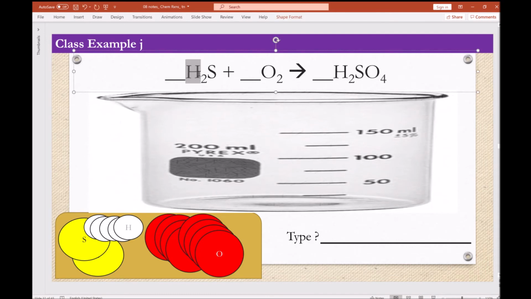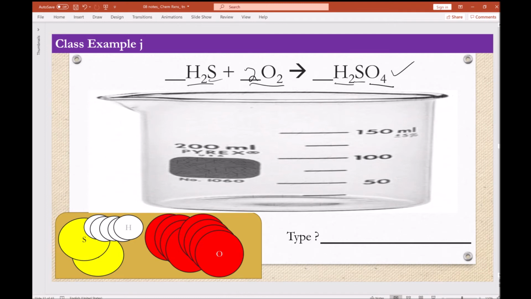This one involves hydrosulfuric acid combining with oxygen to produce sulfuric acid. We have 2 hydrogen in the reactants, 2 in the products, 1 sulfur in the reactants, 1 in the products, 2 oxygen in the reactants, 4 in the products. Let's put a 2 here so that we have 4 oxygen atoms in the reactants and 4 in the products. That ends my train of thought, so let's check. 2 hydrogen, 1 sulfur, 1 sulfur, 4 oxygen, 4 oxygen.